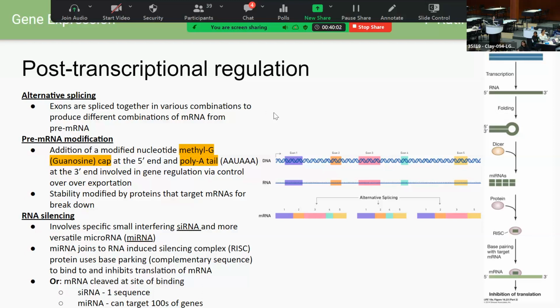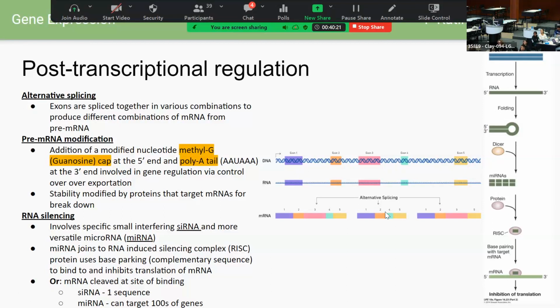So we can see here there's different post-transcriptional regulation. Remember before we had the pre-transcriptional regulation, we then went and did transcription. Now we have the post-transcriptional regulation. Okay, so we can see here there's a couple of ways that we can do it.